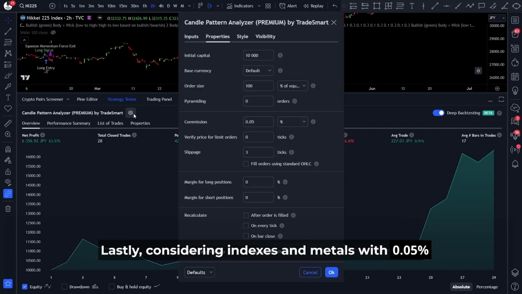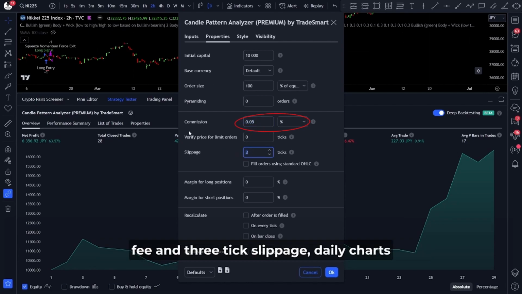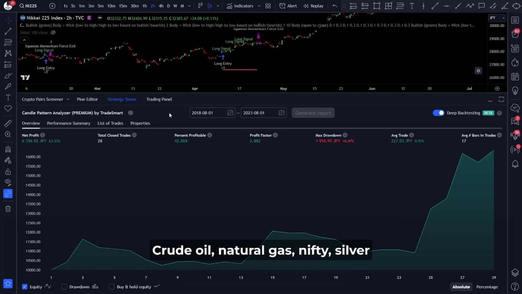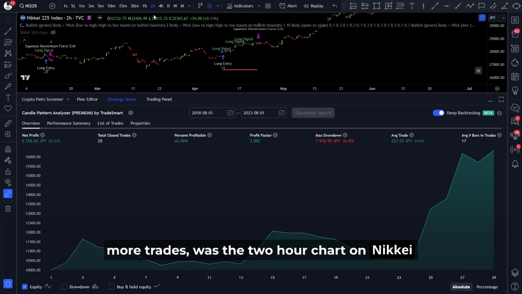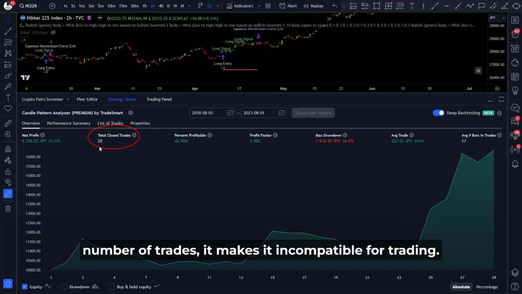Lastly, considering indexes and metals with 0.05% fee and 3-tick slippage, daily charts seem to be the sweet spot. Crude oil, natural gas, NIFTY, silver and gold were profitable without filters. The lowest time frame which gave me great results and more trades was the 2-hour chart on Nikkei. But again, in my opinion, because of the low number of trades, it makes it incompatible for trading.